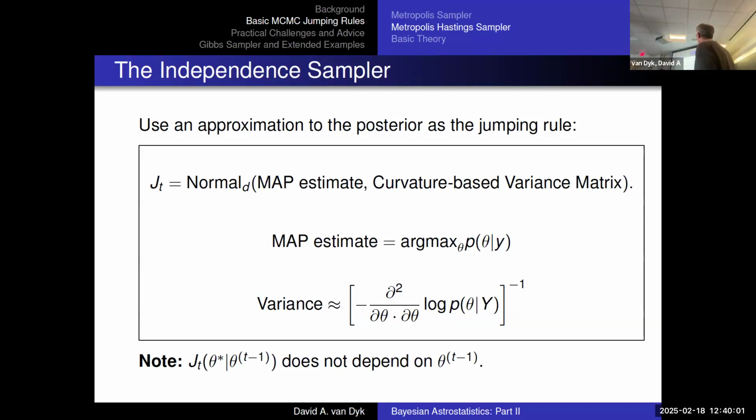So you might use a normal distribution with a MAP estimate. You have to do optimization, and lots of standard software can do that. Compute the variance by taking second derivatives. That's a little harder, but lots of optimizers have to do this anyway, so they can just spit it out if you have a derivatives-based optimizer.